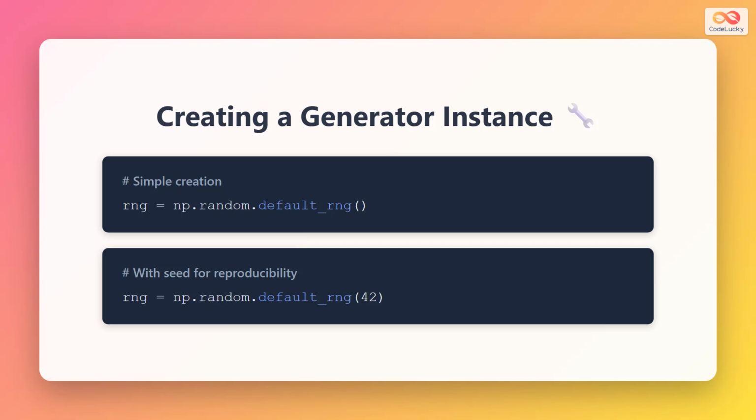Creating a generator instance is straightforward. For simple creation without a specific seed, you write rng equals np.random.default_rng with empty parentheses. This creates a generator with a random seed based on your system clock. If you need reproducibility in your code, such as for testing or sharing results, you can pass a seed value. For example, rng equals np.random.default_rng with 42 as the seed. Using the same seed will always produce the same sequence of random numbers, making your code reproducible.